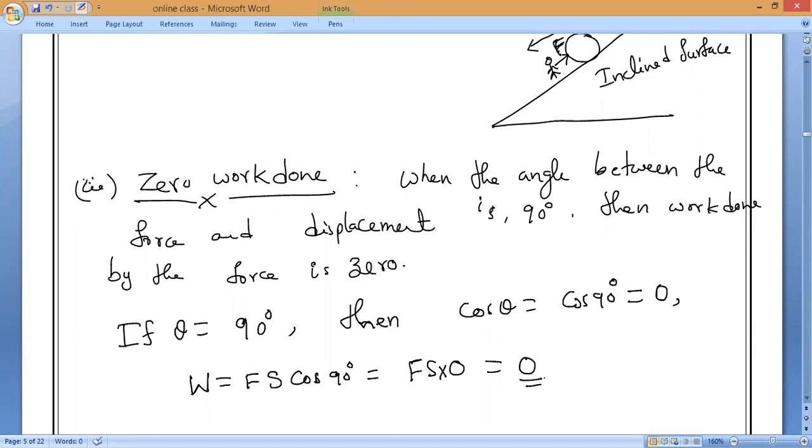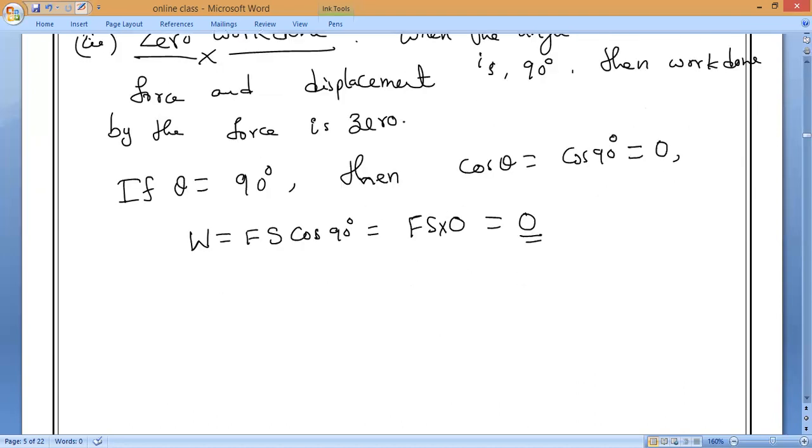Next, in another case also work done will be 0. Can you tell me what the case is? Not only when the angle is 90, in some other case also work done will be 0. Any other? First day itself I told you. If the force is 0, or the displacement is 0, then work done is 0 or not? Yes, sir. So work done will be 0 in three cases.